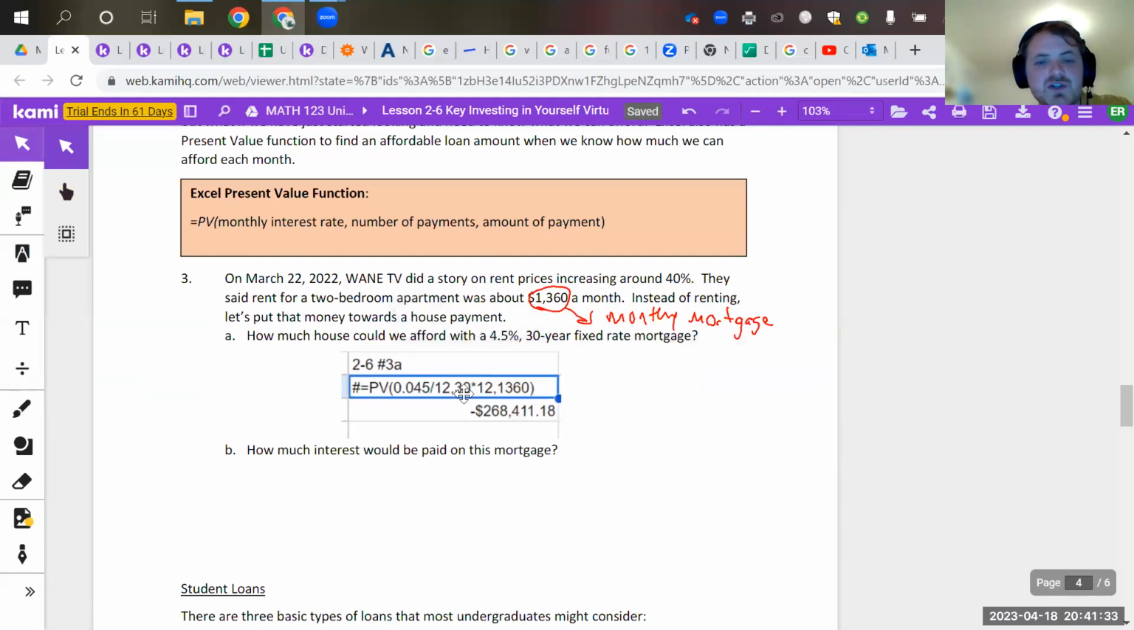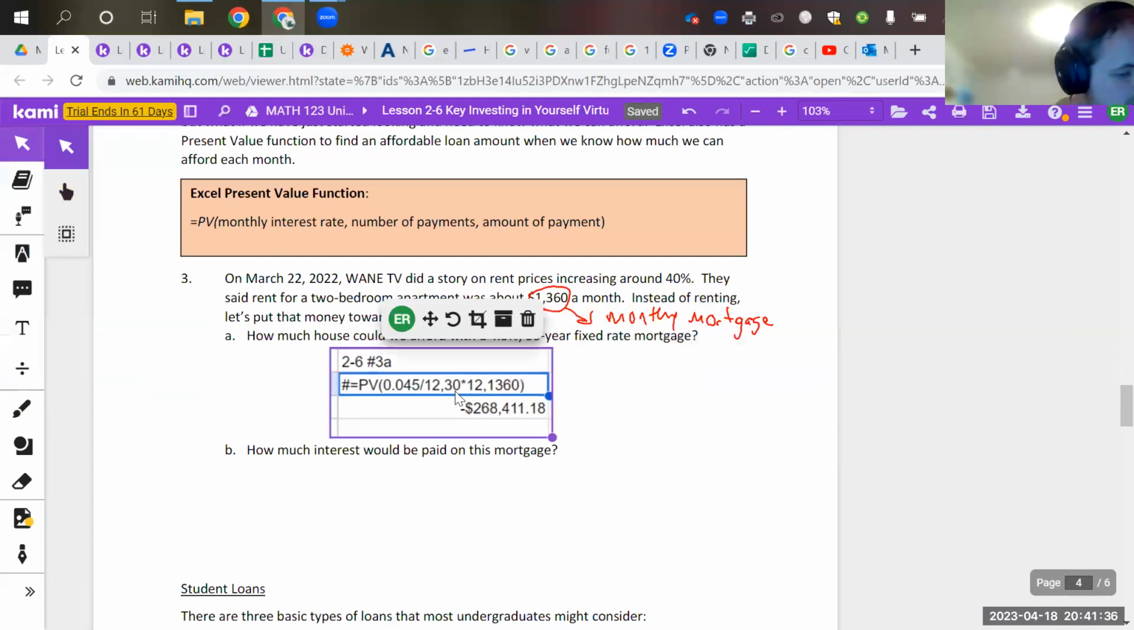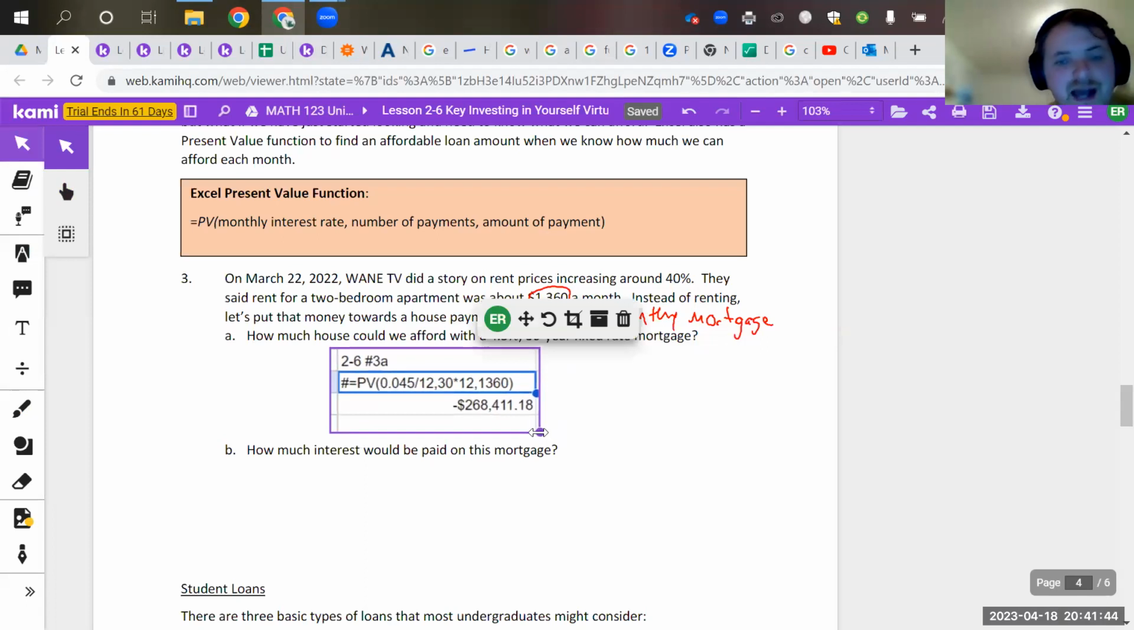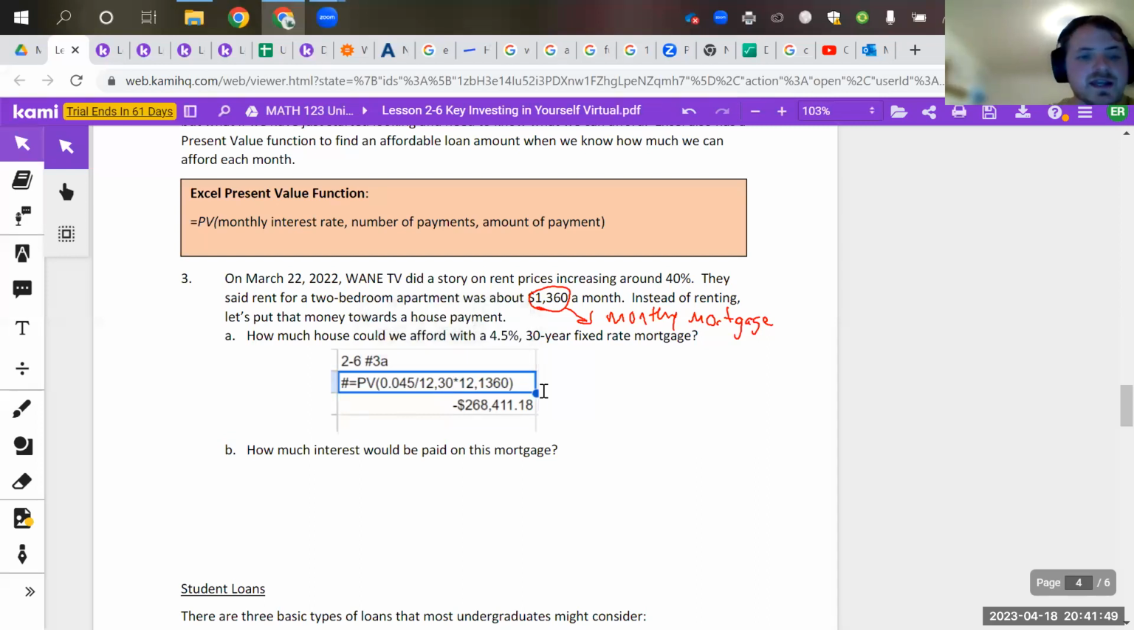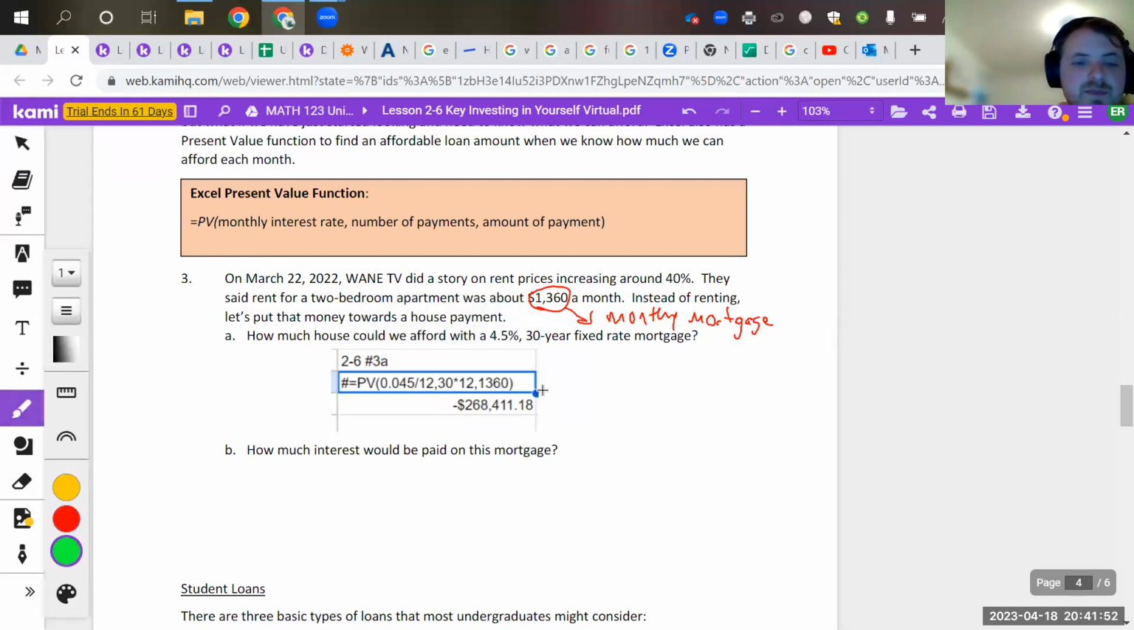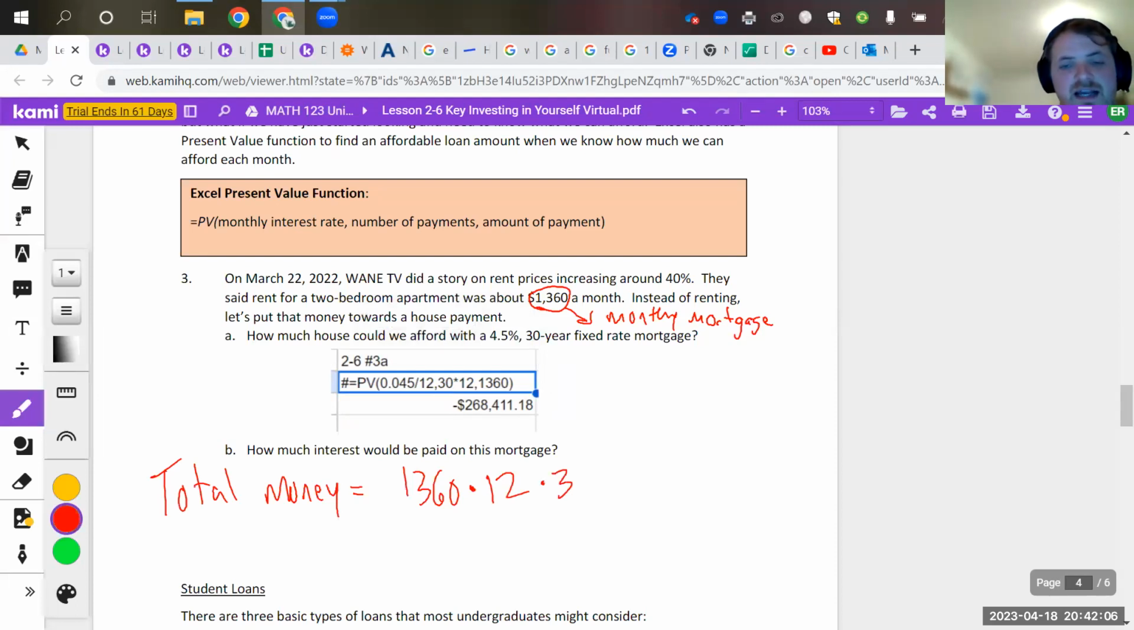Now it says how much interest would be paid on that mortgage. Okay, so we are paying 1360 times 30 times 12. Okay, so again, the total that I'm paying for the house, the total money will be $1,360 a month times 12 months a year times 30 years. Okay, when I multiply that all together, I get $489,600.